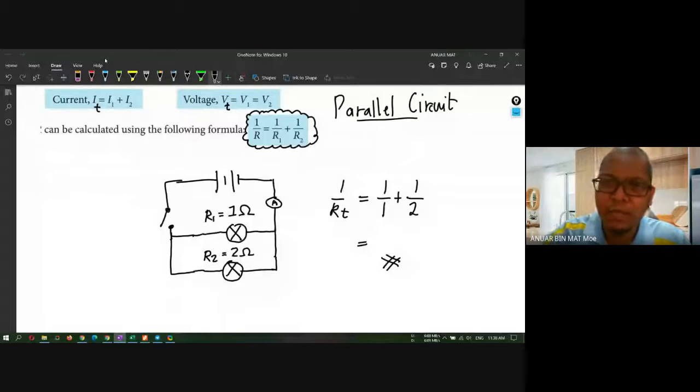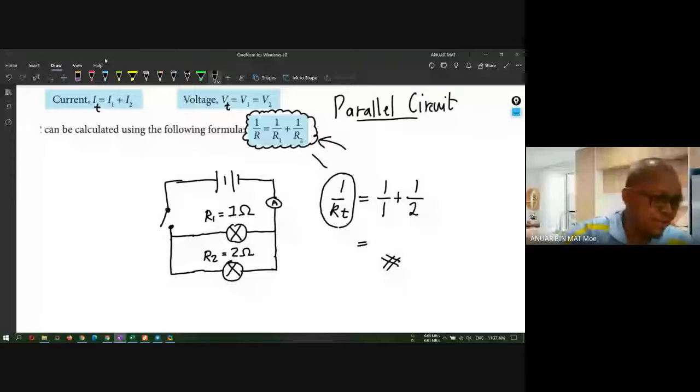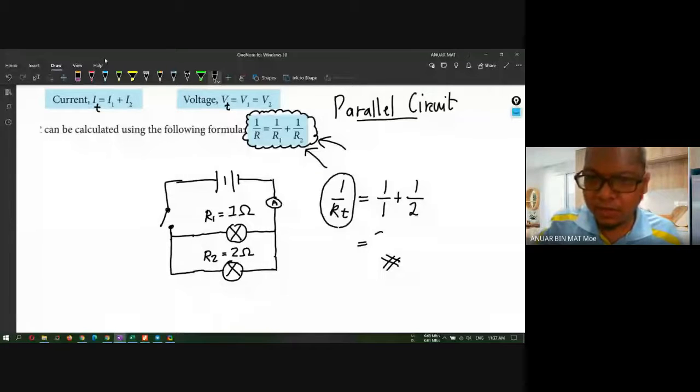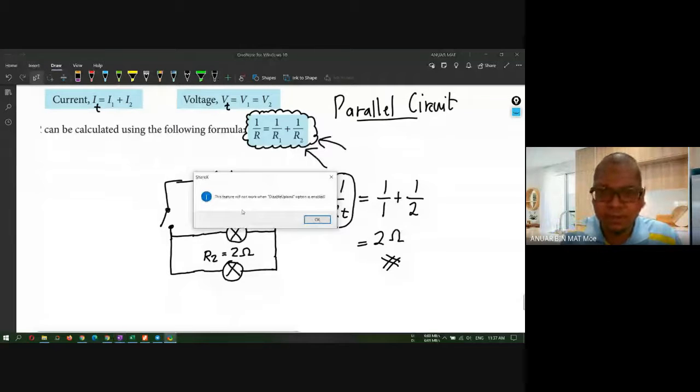You must include the fractions of R1 and R2 here. If you want to get the total resistance in a parallel circuit, you must use this formula over here. Okay, class? So what is the answer? 3 over 2. Never mind, later you can try to calculate it.